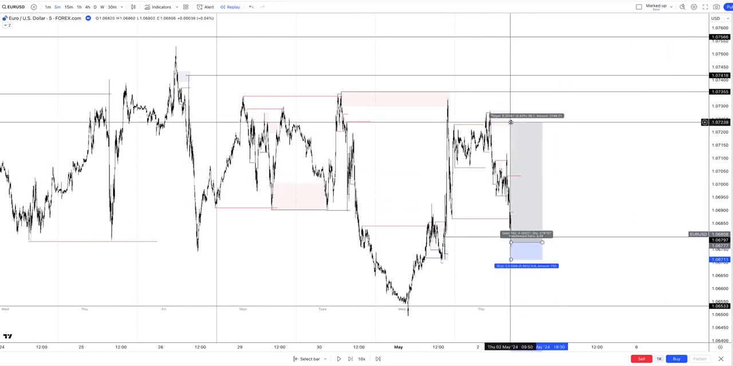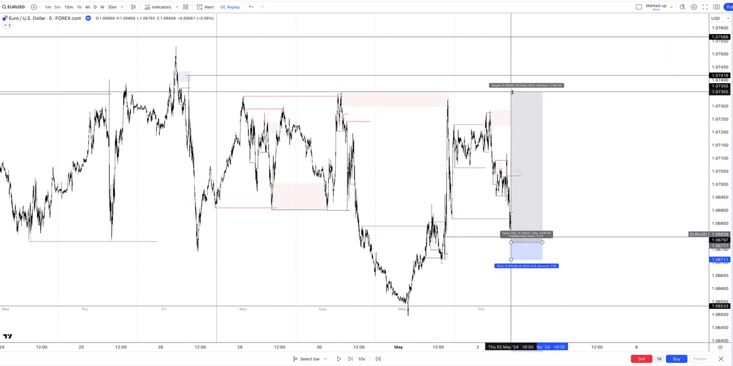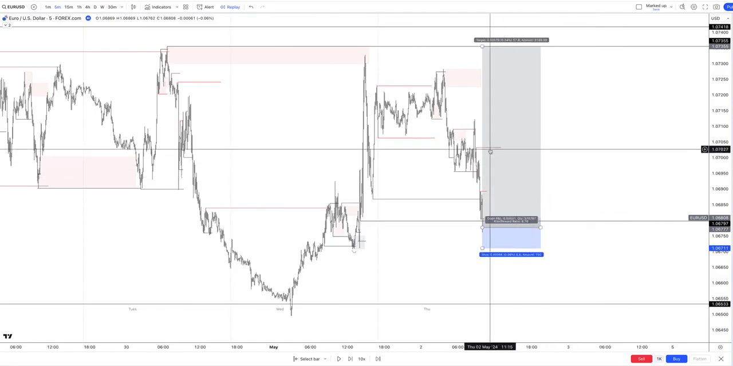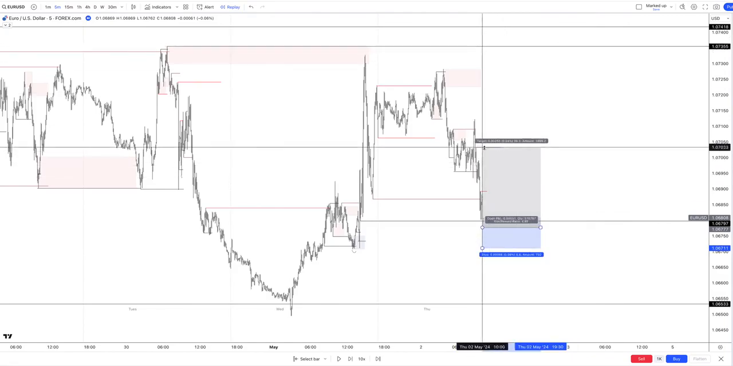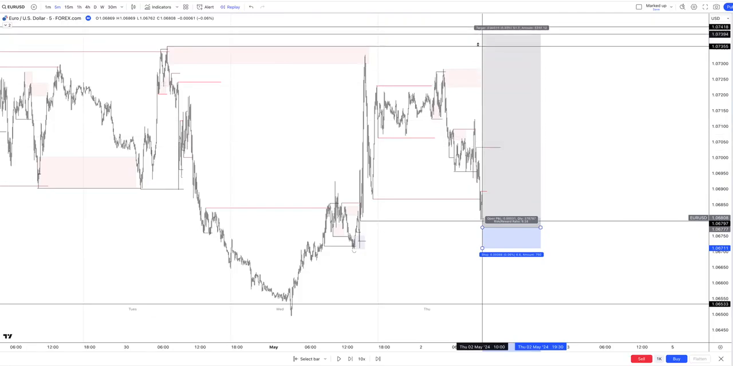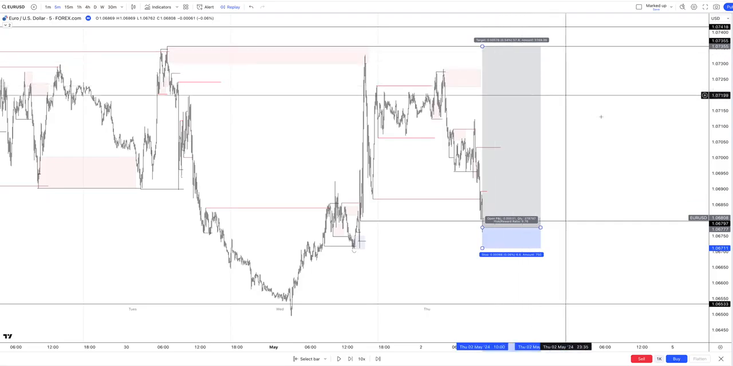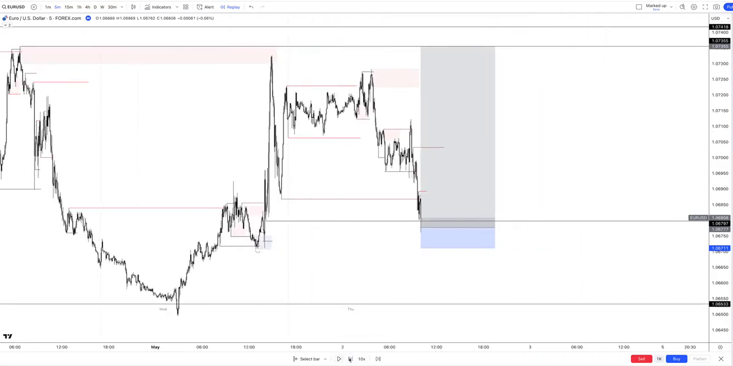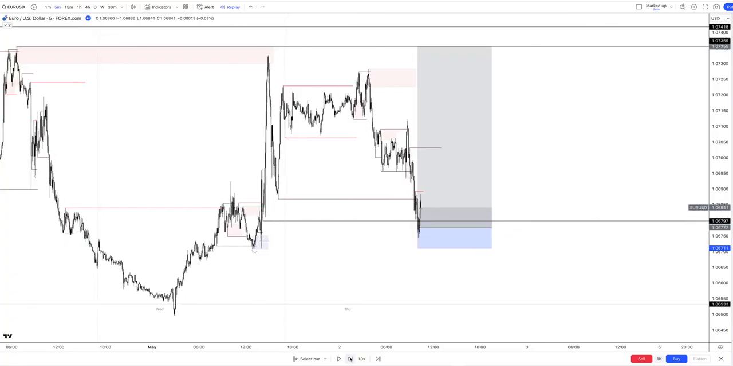Okay, so for safety measures, we don't need to hold it all the way up here. We can hold it to this high. Okay, if you're more comfortable, maybe you want to take 50% off here, that's fine. As you grow in experience, you'll be able to hold more volume to these areas. But this is definitely an area you want to be looking at for sure. Okay, so let's get going with this.